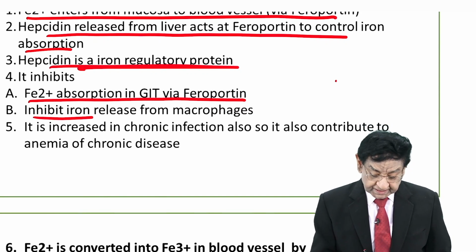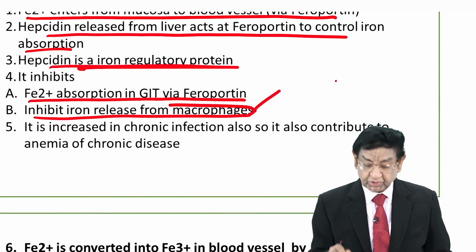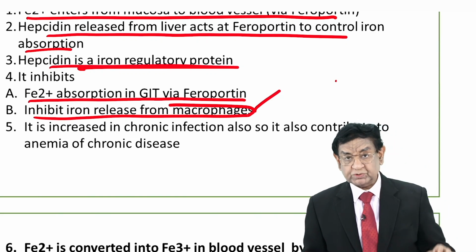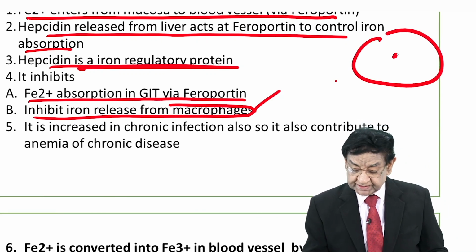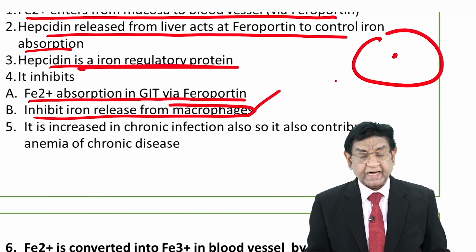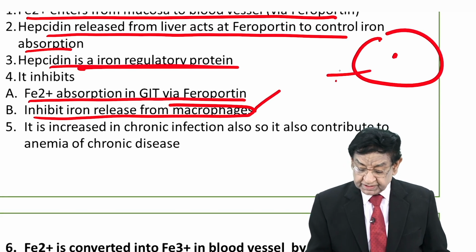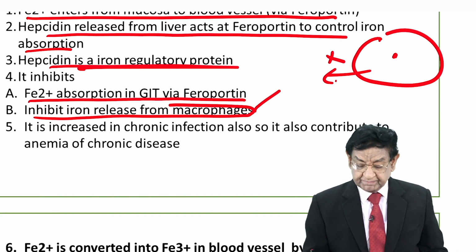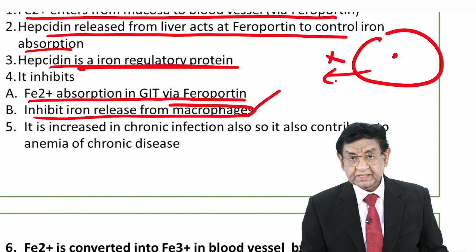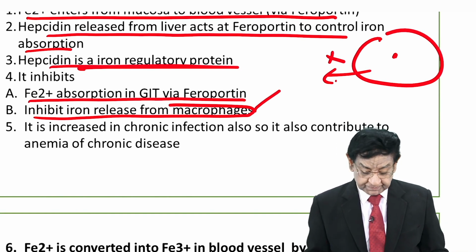It inhibits iron release from macrophages. Ultimately, iron is stored in various organs, including macrophages. Macrophages have iron. When the body doesn't need iron, hepcidin will reduce iron release from macrophages. It will not come back. Macrophages are the iron storage cells in the body.